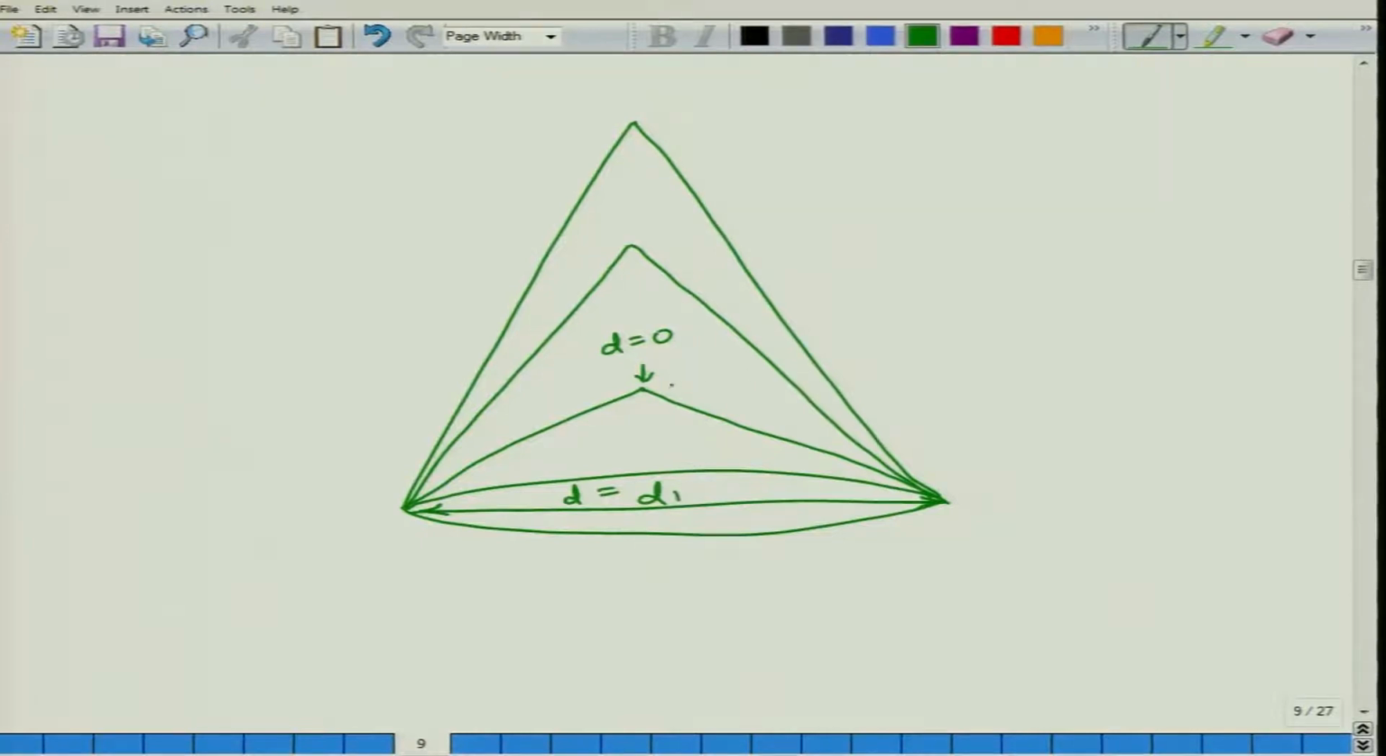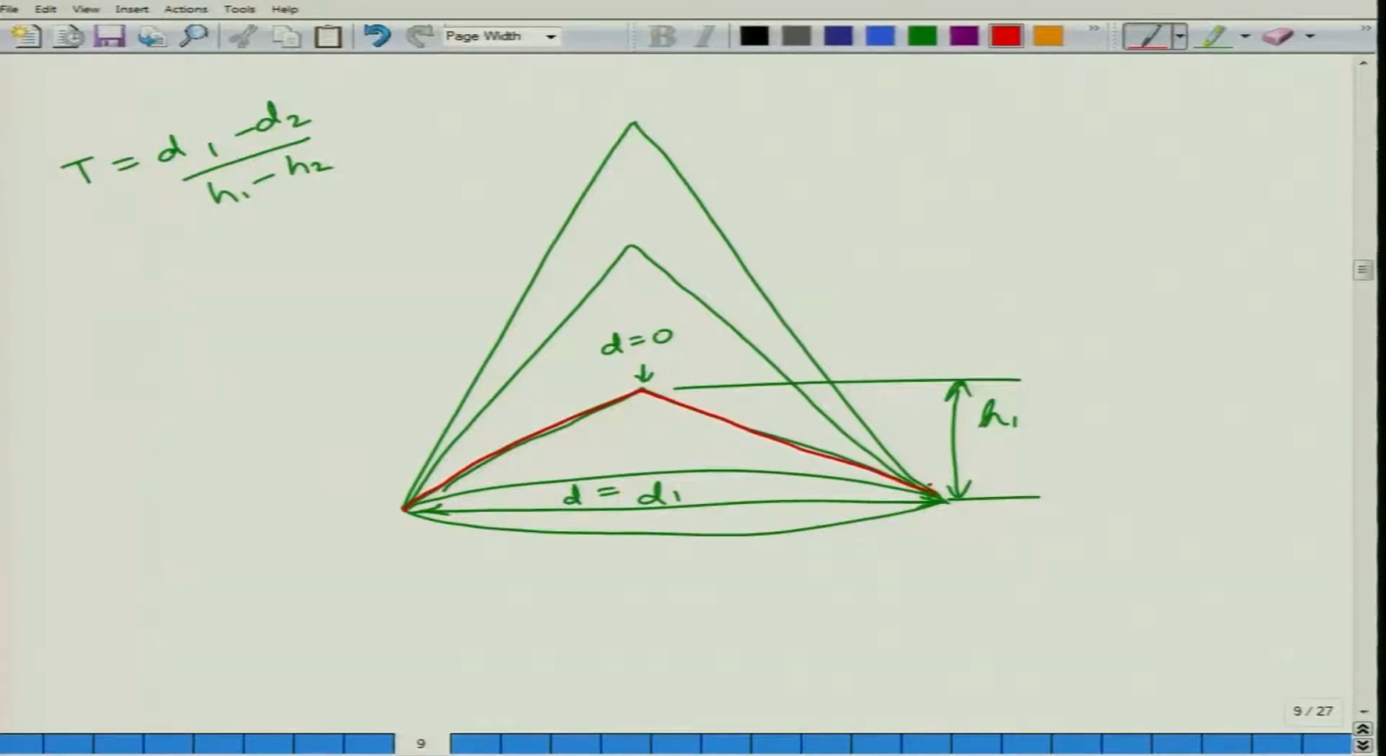Now, consider these heights. In the smallest cone, we have a height of h1. The taper would be defined as d1 minus d2 upon h1 minus h2. So, in the case of the bottommost cone, let us take another color. If we are considering this cone, here taper is equal to d1 minus 0 divided by h1 minus h2, which is this height. Let us represent it by a capital H.